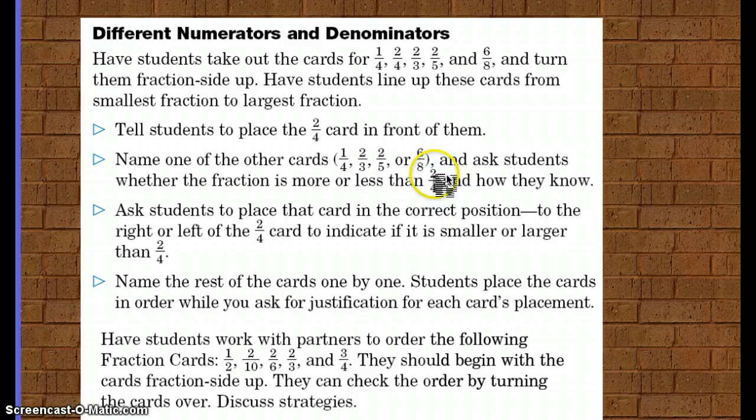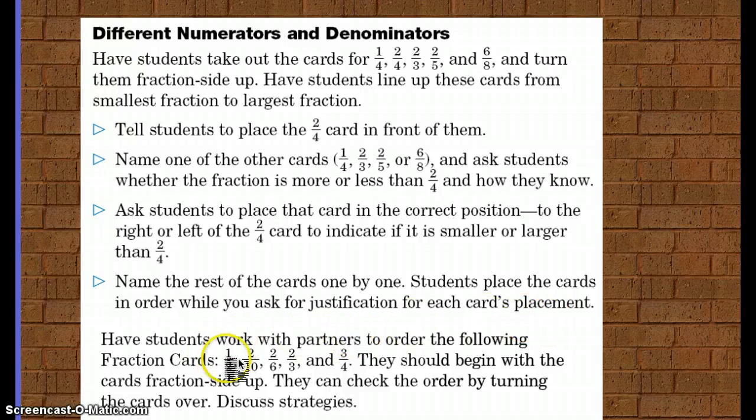Hopefully you're recognizing that 2 is half of 4, so 2/4 equals half. Now, place that card in the correct position. To the right or left of the 2/4 card, you need to indicate if it is smaller or larger than that 2/4 card. So name the rest of the cards one by one. Place the cards in order while you discuss, and just be thinking through in your head your justification or your reason for each card's placement.